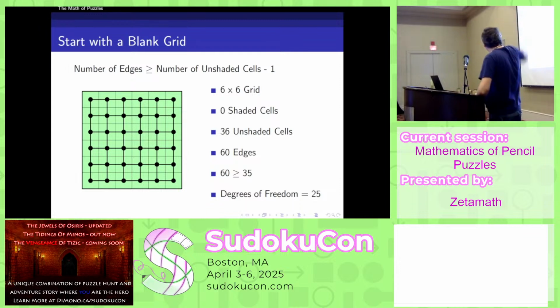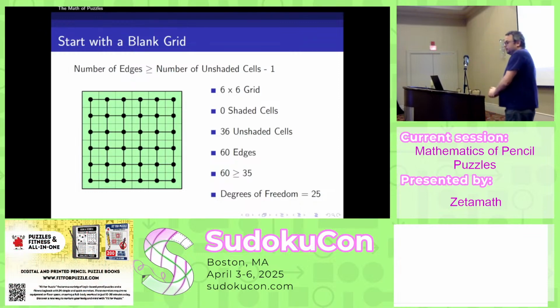But here, let's start with a blank grid, and let's think about adding shaded cells to it. What happens? Okay, so let's just start with a 6 by 6 blank grid, 0 shaded cells.